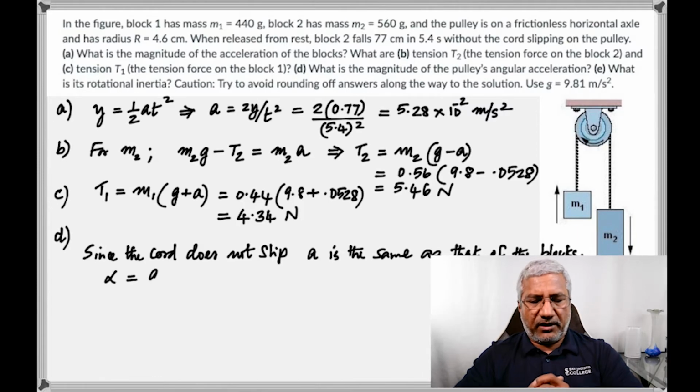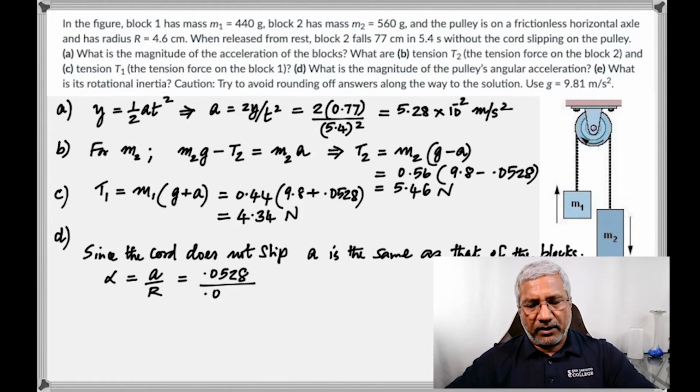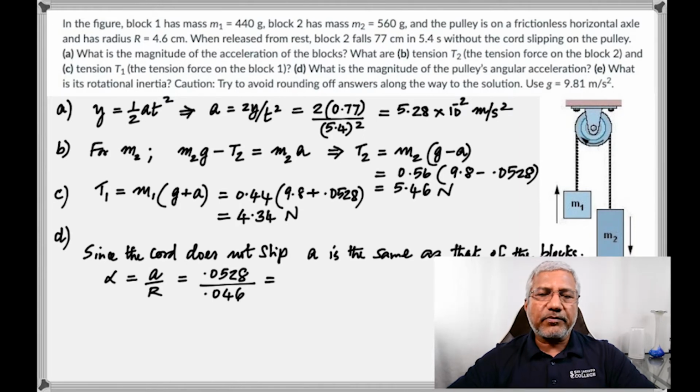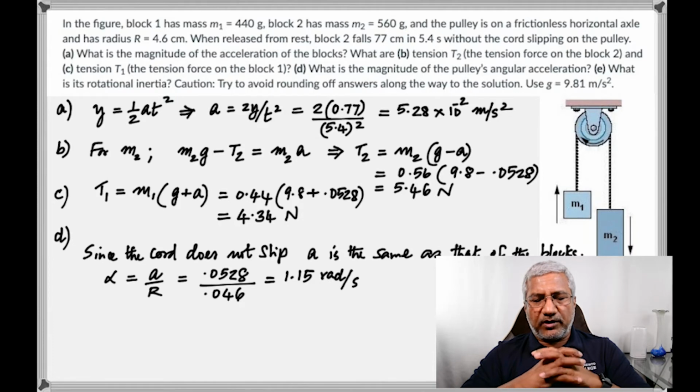Okay, so we have the linear acceleration and we have the radius. Radius is in centimeters again, 4.6 centimeters. So I've changed that into meters, 0.046. And once you do that, you get the angular acceleration alpha as 1.15 radians per second squared.